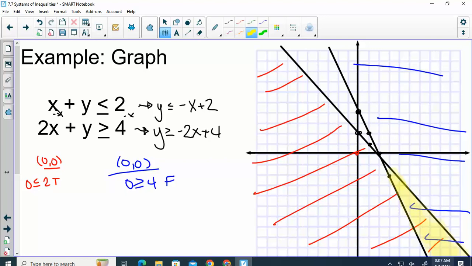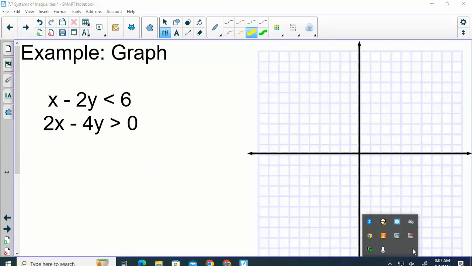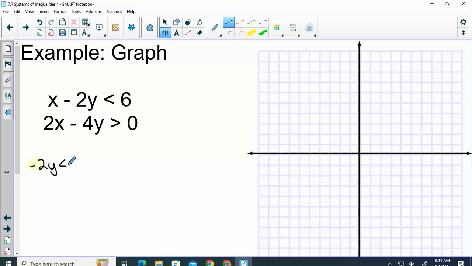You guys think you can try one? So here is your problem. So on the first one, if you solve for y, we have negative 2y is less than negative x plus 6. If you divide by a negative, what happens to the inequality? So it becomes y is greater than a positive 1/2 x minus 3. So start at negative 3, slope of 1 over 2. Will this be a solid or a dashed line? Dashed, because there is no equal to.